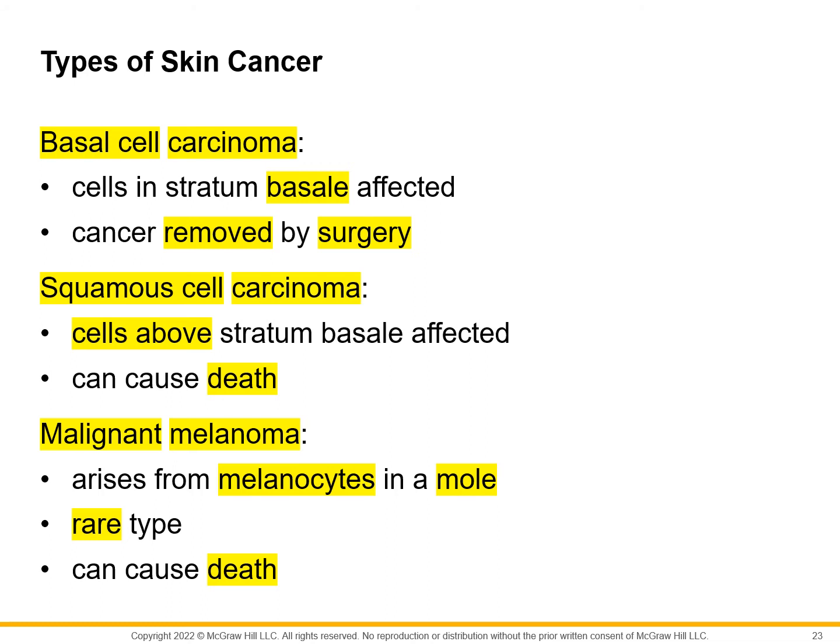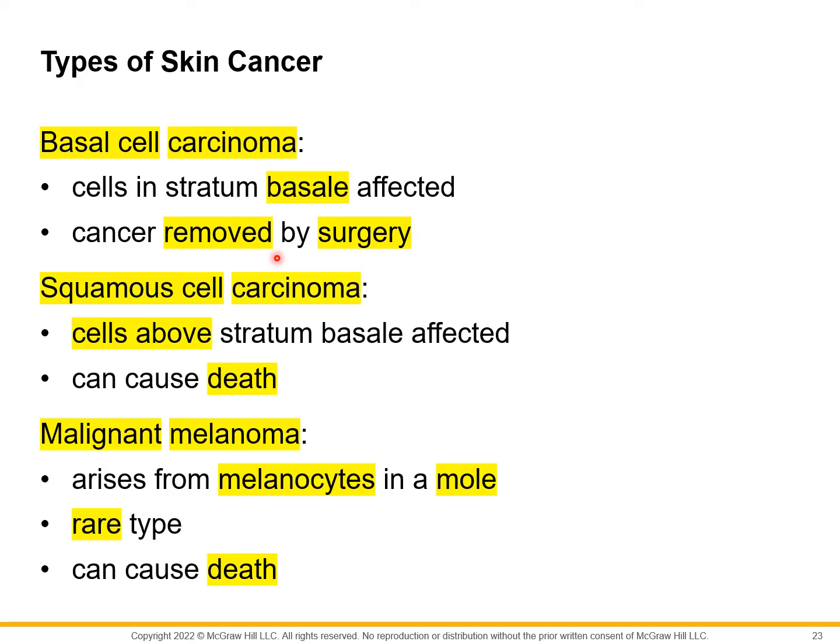So on this slide, let's now talk about the different types of cancer. First up is the basal cell carcinoma. As the name implies, the cells that are mainly affected are at the stratum basale. Next is the squamous cell carcinoma.